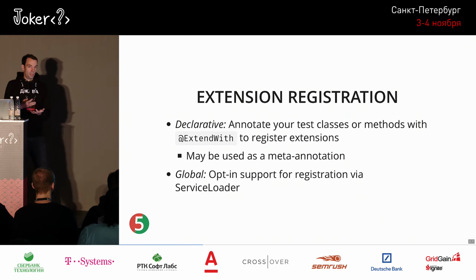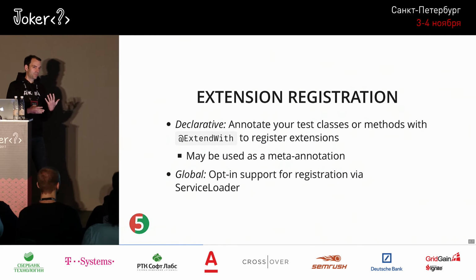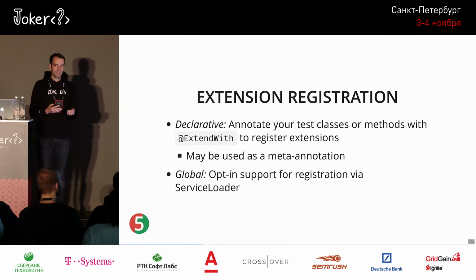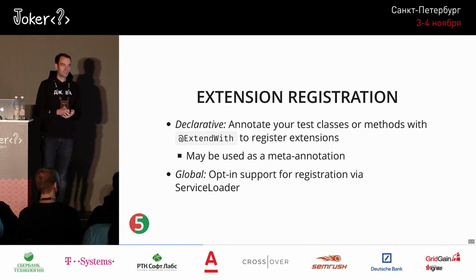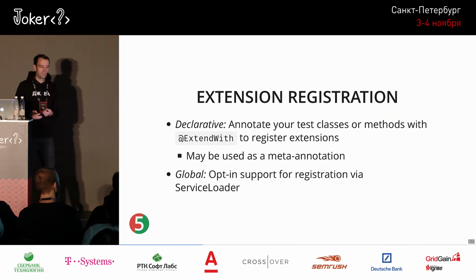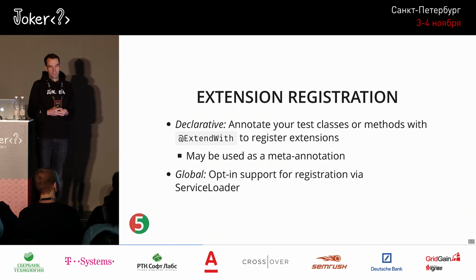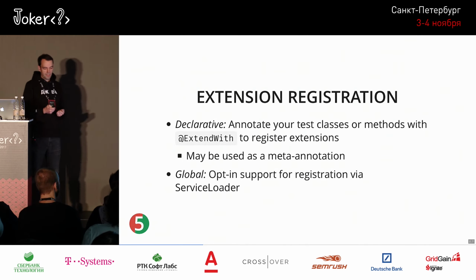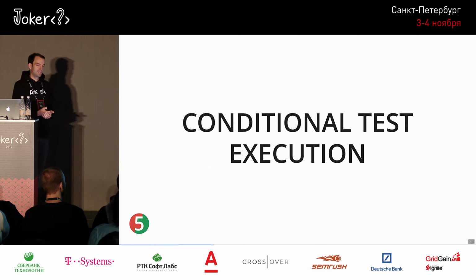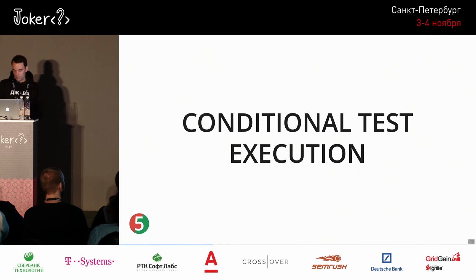But there's also a global way. Instead of changing every test class to register an extension, you may want to register it once and for all tests. That's also supported. It's opt-in, so I have to explicitly enable it, either using a system property or a properties file, and it uses the service loader API. We will see that in the first demo, which will be about conditional test execution. So let me show you the example.